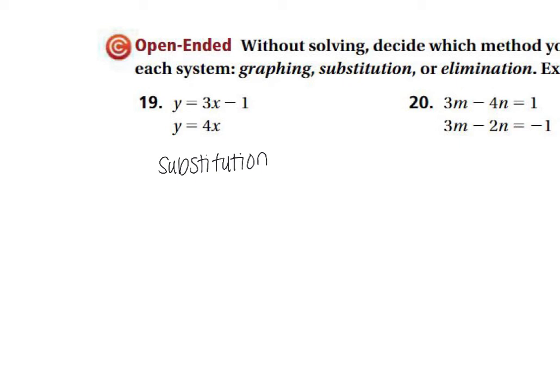Anderson? Graphing. Okay? Graphing. Why is it easy to graph these two? Anderson? They're simple equations, and then they're in what form? Very good. They're already in slope-intercept form, okay? So we already know that our slope of the first one is 3. Our y-intercept is -1. Our slope of the second one is 4. What's our y-intercept of the second one? 0. If it's not there, it's 0. Very good, okay?